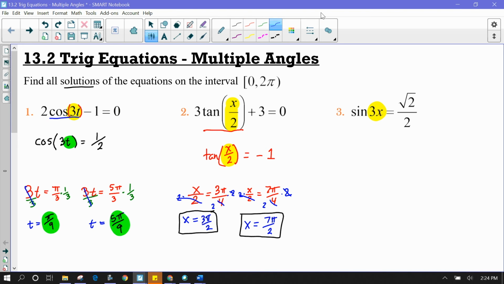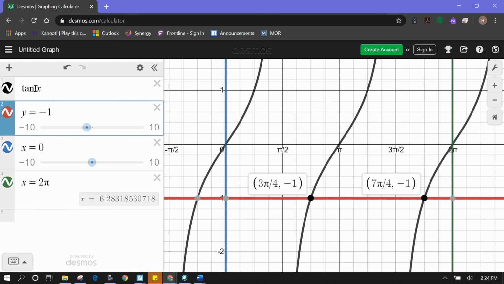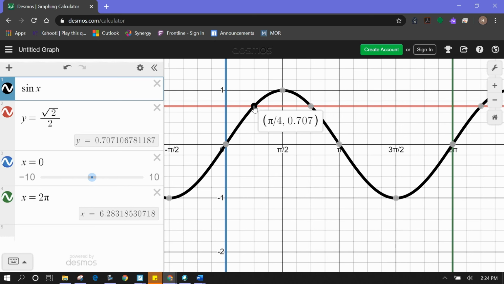Alright, and then we'll try one last one. This one, thankfully, our trig equation is already isolated. This is the input to our trig equation, so I'm just going to go to Desmos and figure out where I get an output of root 2 over 2 for my sine function. So there's sine, and it looks like I'm getting the solutions of pi over 4 and 3 pi over 4.